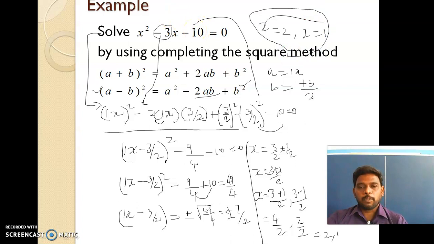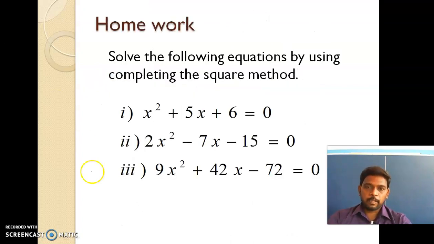So that is the procedure to find the solution of a quadratic equation by using the completing the square method. Okay, so these are your homeworks. Just try and write it in your classwork itself. No need to write in the homework note. Just write it in classwork itself continuously.